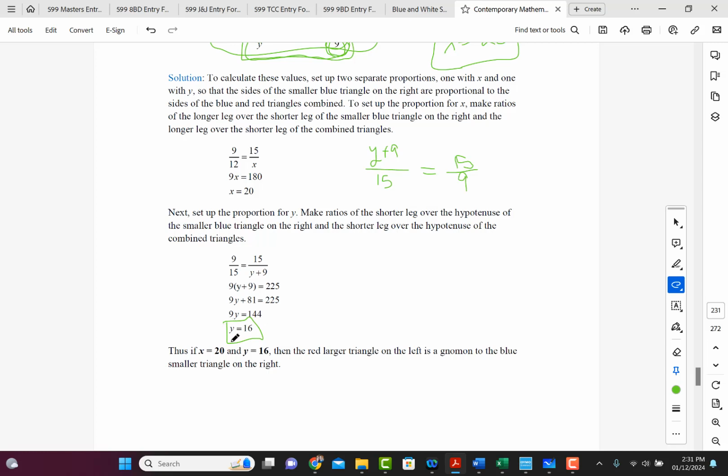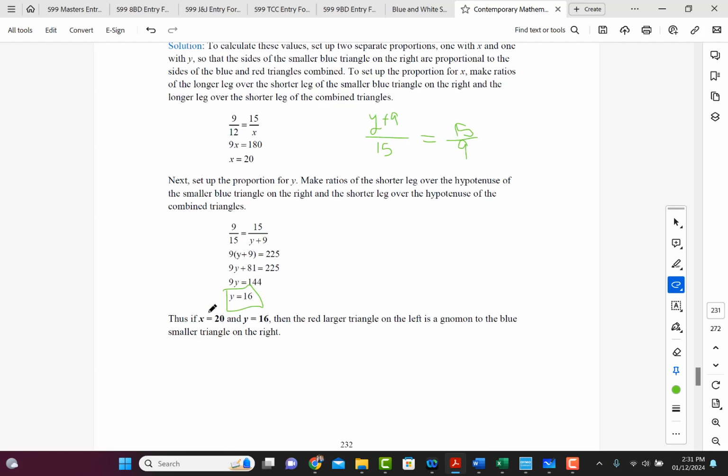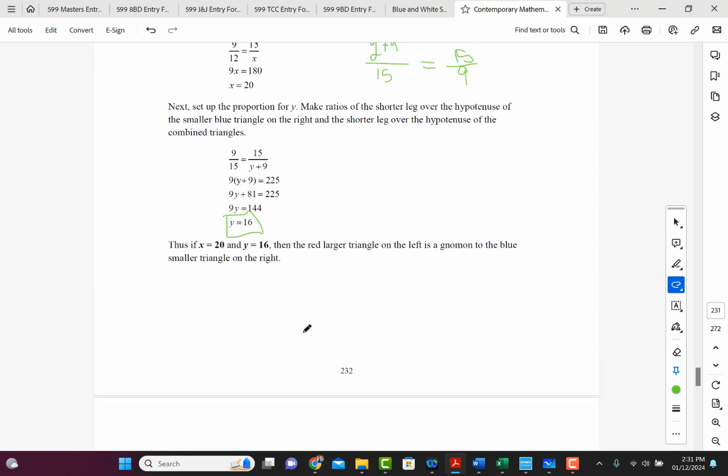Now what does that mean? It means that in order for this red triangle to be considered a gnomon, x has to be equal to 20 and y has to be equal to 16. That has to be true. If that's not the case, then the red triangle cannot be a gnomon. So now we have a way of testing to see whether a given shape is a gnomon. All right, let's end there.